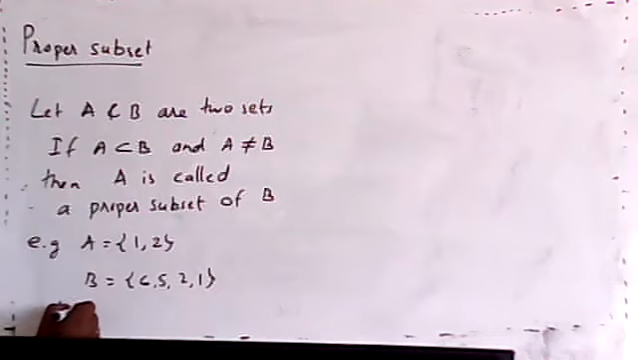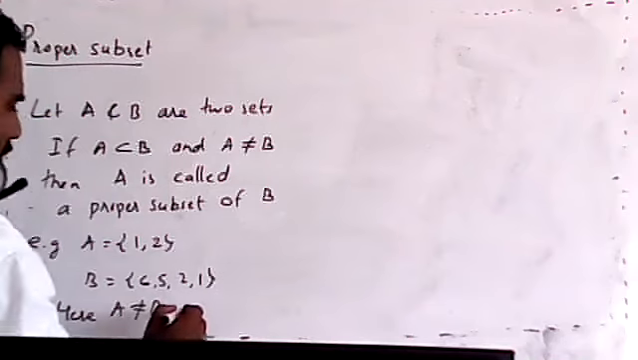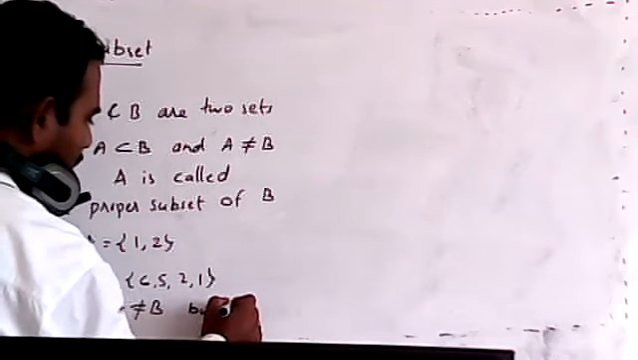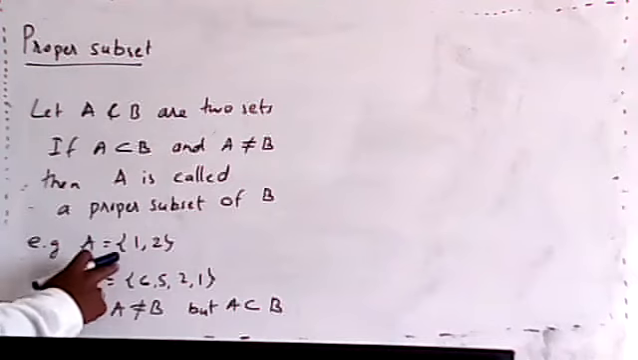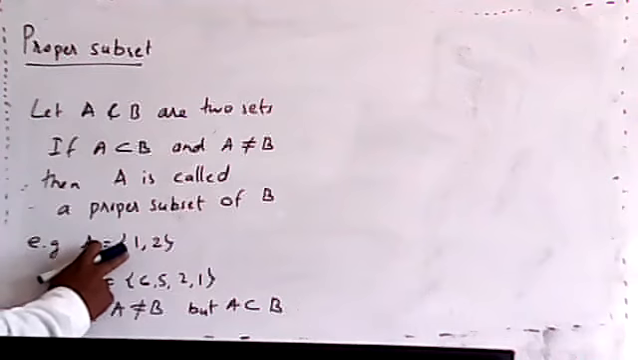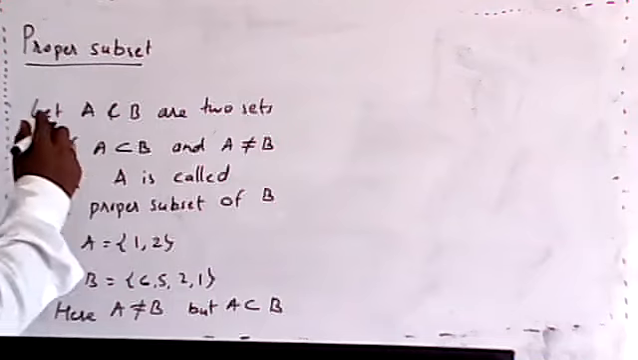Here, A is not equal to B, I agree. But A is a subset of B, and B has more elements than set A. It means A is the smaller set compared to B, but every element of A is an element of B also. But B has a little more, therefore A is called a proper subset. And B, having more elements, is called a superset. So we know proper subset and superset here.